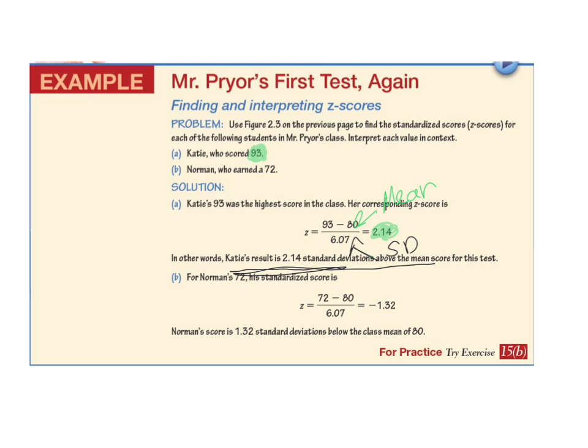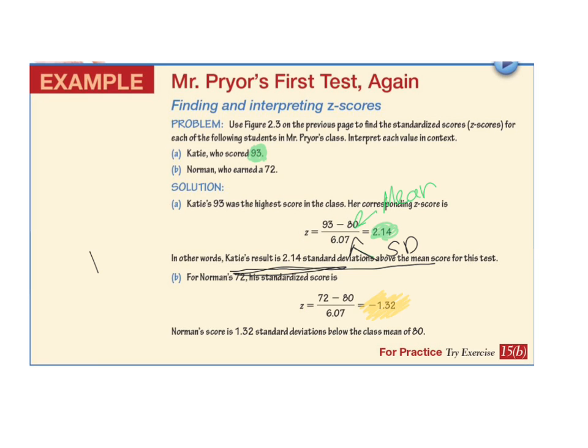So we can now see what happens if we have a negative value right here at negative 1.32. And what does that mean? Well, that means Norman scored 1.32 standard deviations below the class mean of 80. We'll talk about how we can evaluate that and create value for that next class. But we just need to know right now that Norman scored 1.32 less. And how do we know it's less? We know because that number is negative.